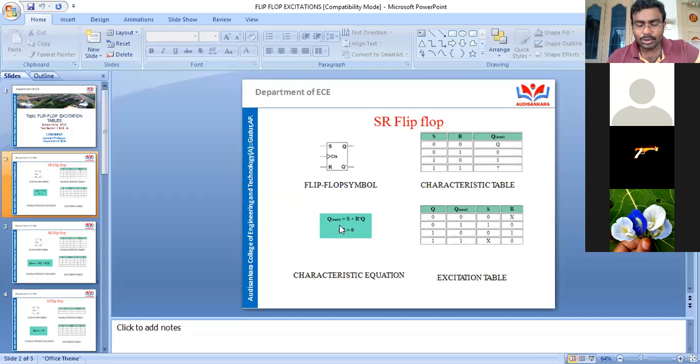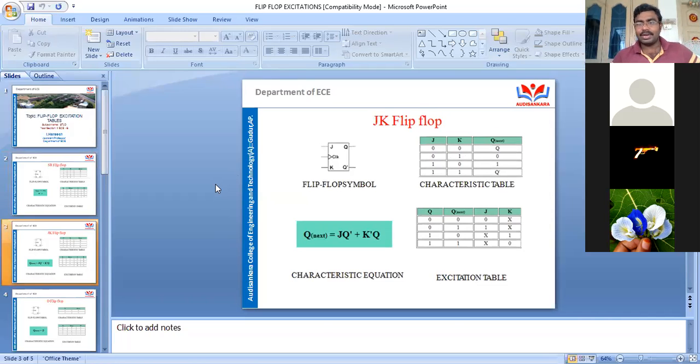The characteristic equation for SR flip-flop is Q of n plus 1 is equal to S plus R bar into Qn. Guys, have you noted down? Q of n plus 1 is equal to S plus R bar into Qn is the characteristic equation we have for SR flip-flop. The excitation table for SR flip-flop is completely over, and this is the truth table we have for SR flip-flop.